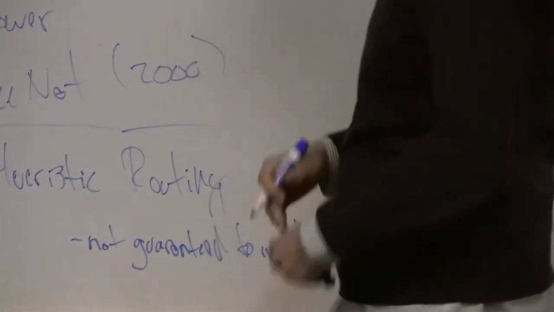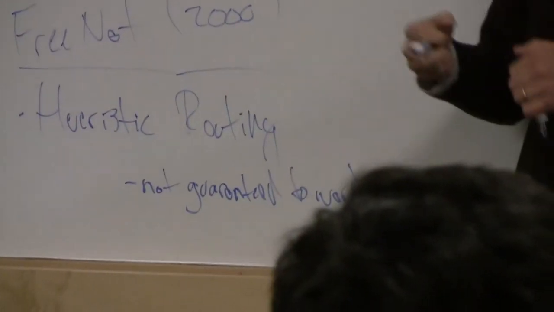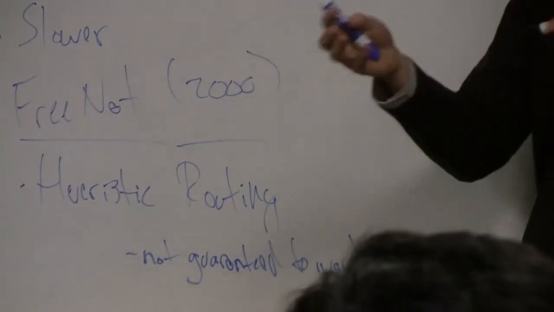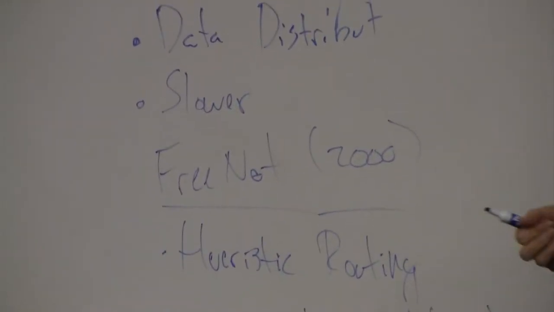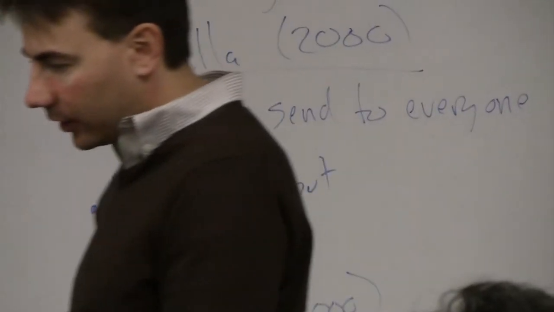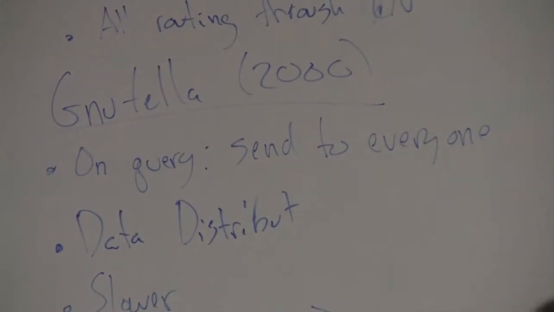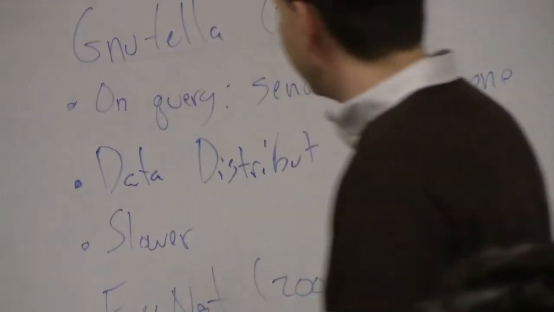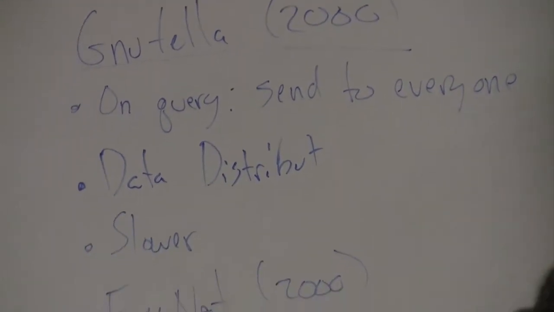So if you had a query, it was not guaranteed to find, say, some special music that you were trying to find. You wouldn't find it for some reason. So it was not guaranteed to work, but I think it avoided the worst legal issues of Napster. Okay.